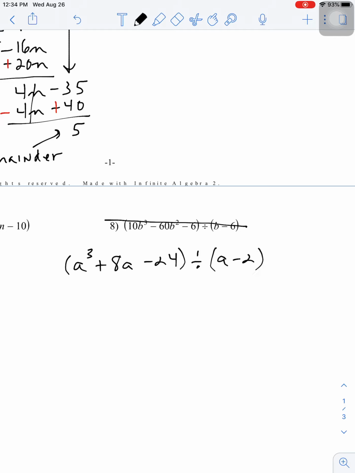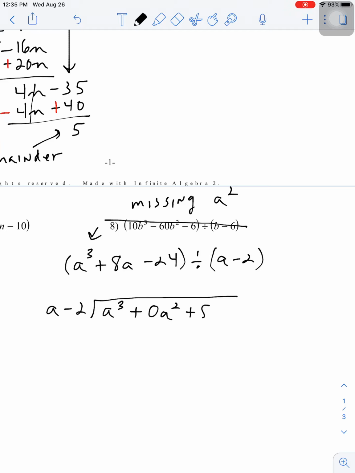All right, so unlike the previous examples, when we go to check for missing terms, we have a cubed, but we're missing the a squared. So when you go to write your division problem, you got a minus 2 still out in front. We have a cubed, and then we got to fill in for it. So we're going to write in plus 0a squared because it's missing. Then we have our 8a, and then minus 24.